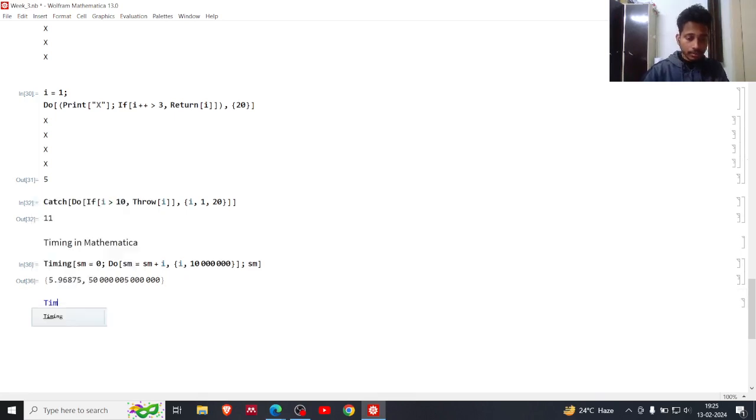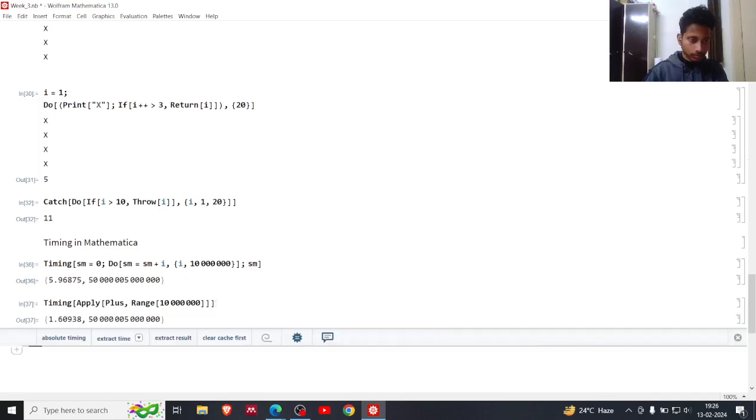Now we will write this again in a different way. Timing, apply plus, range 1000000. So it is taking only 1.6 seconds, whereas the Do loop was taking 5.968. Okay.